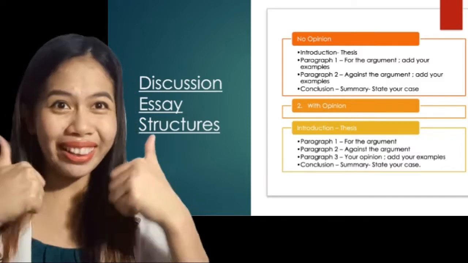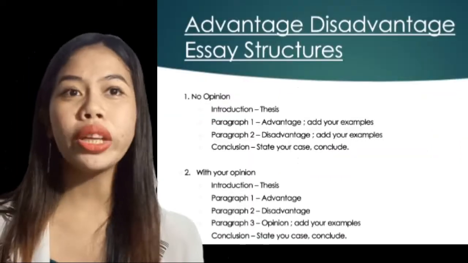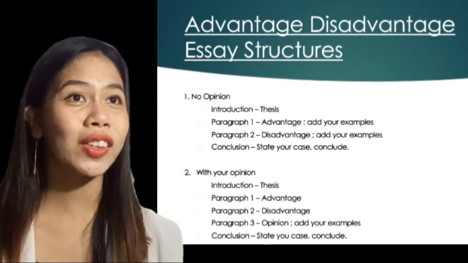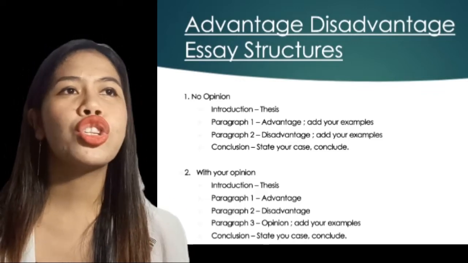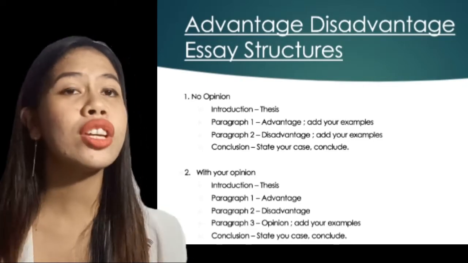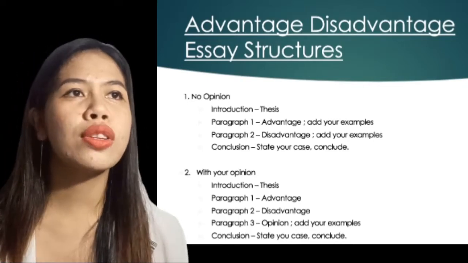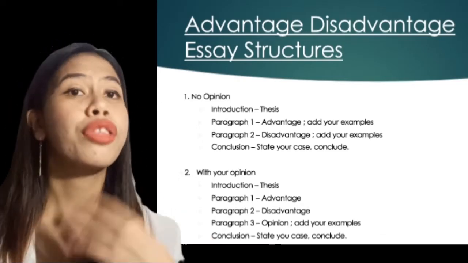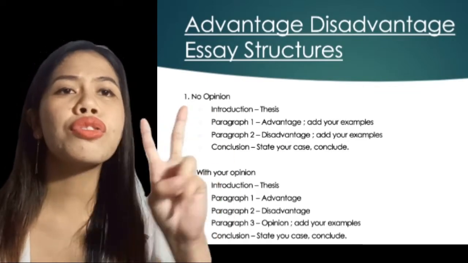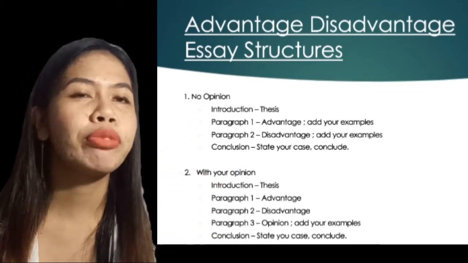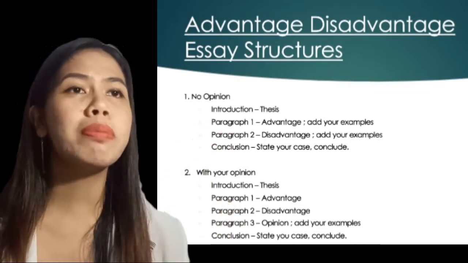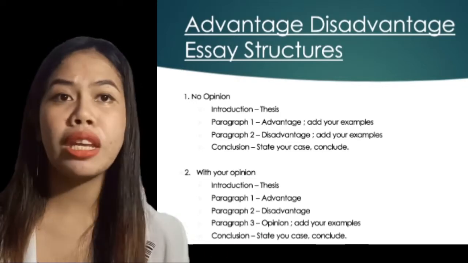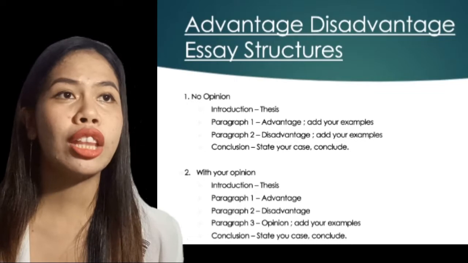Is that clear? Am I clear? Alright, great. Okay, for our next essay would be the advantage and disadvantage essay structures. So these question types will ask you to state the advantages and disadvantages of an argument. The question could also include your opinion too. Add an extra paragraph in this case, or include your opinion throughout the essay. So there are two structures that we will follow for this type of essay. First is the no opinion, and then the second would be the structure with your opinion. So for the no opinion introduction part, you need to state your thesis.